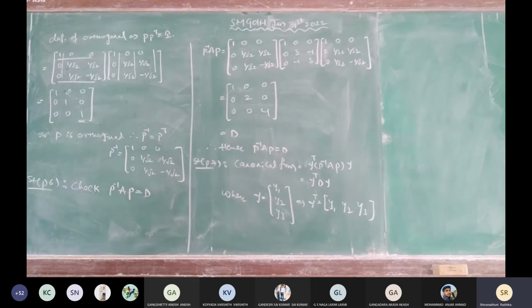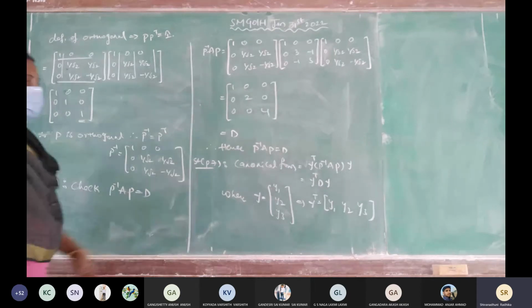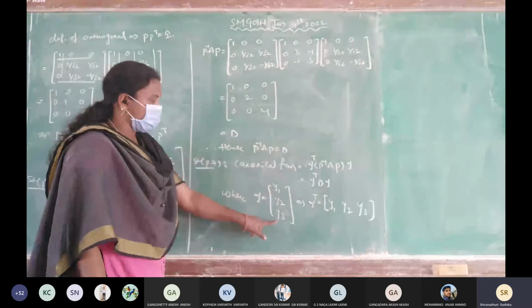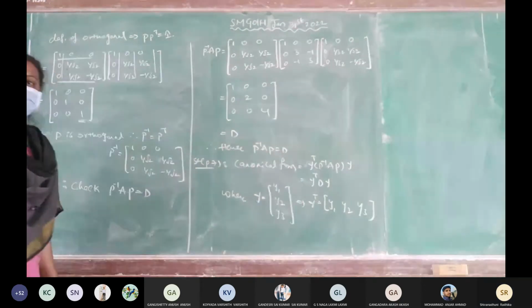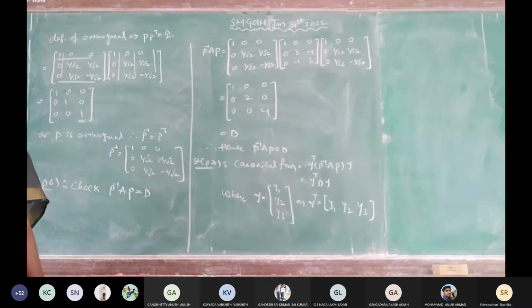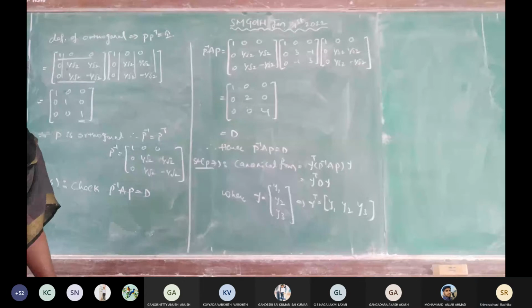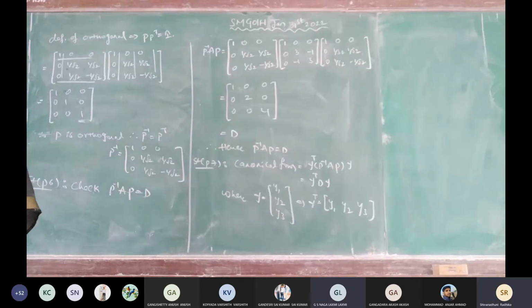Next, assuming the capital Y matrix is y1, y2, y3. Is my video visible? Is it clear or not? Yes, ma'am, it is clear. Have to check your proper signals.